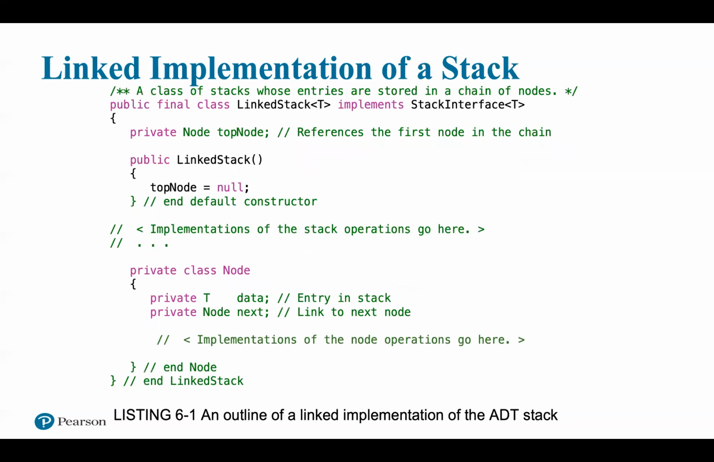So here's an outline of the class. The linked implementation of the stack has a data field, topNode, which is the head reference of the chain of nodes. The default constructor sets this field to null, as an outline of the class appears in this chart. Each node in the chain is an instance of the private class Node that is defined within the class LinkedStack. This class has set and get methods and is like the one that we saw for the ADT bag in chapter 3.